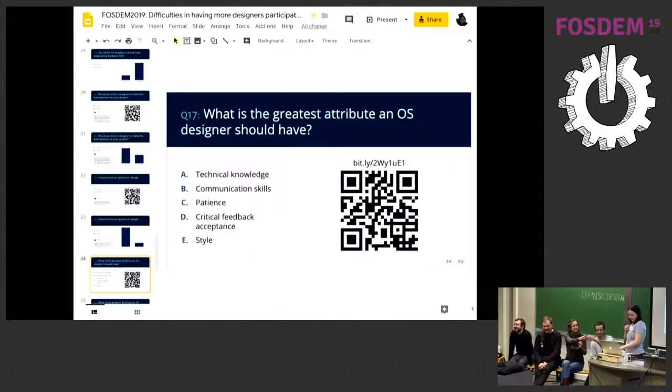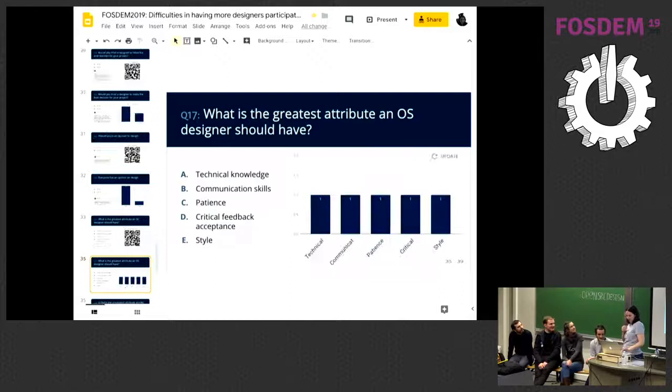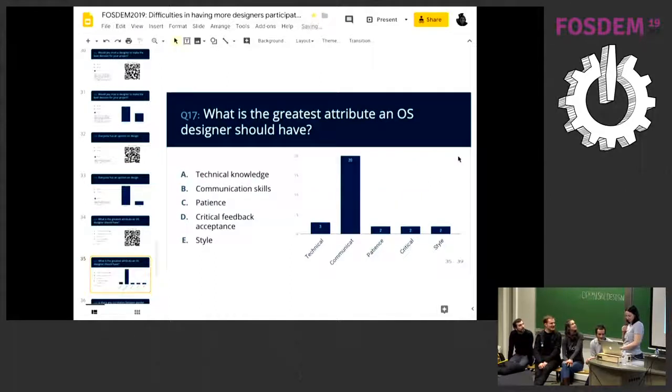Okay. Next question: what do you think is the greatest attribute a novice designer should have? And we're going to see other results and comment on that. Okay, so communication skill. Swagger. We like that so much. I would have expected patience. I would have also said that, but whatever. Communication skills. I think you're always limited by what you're worst at.